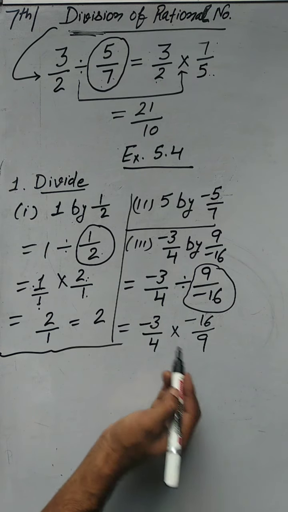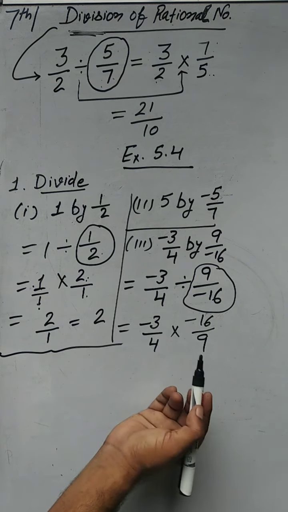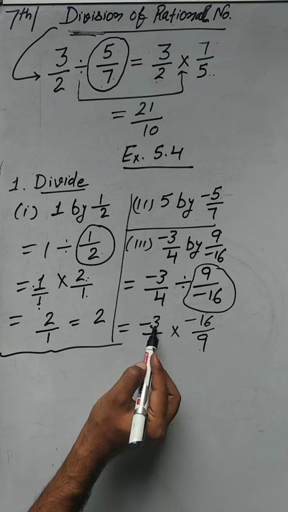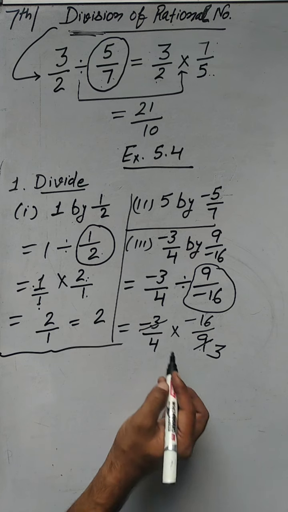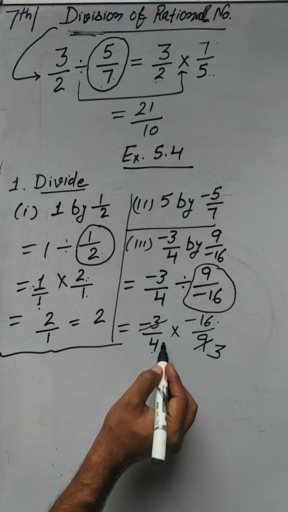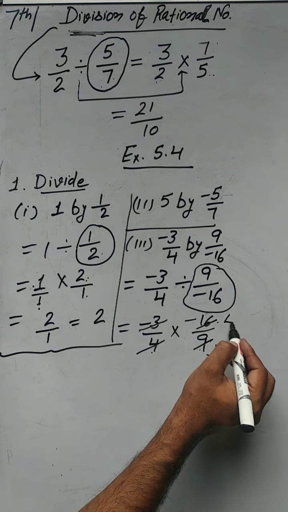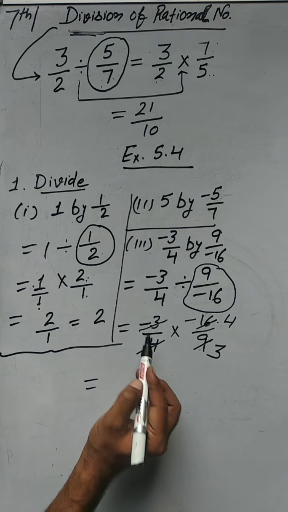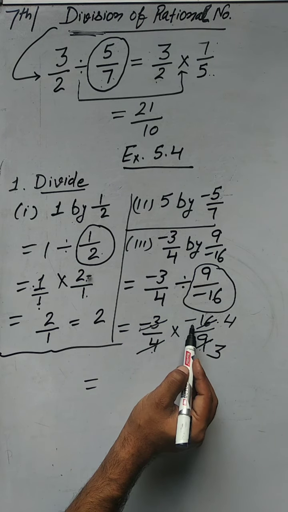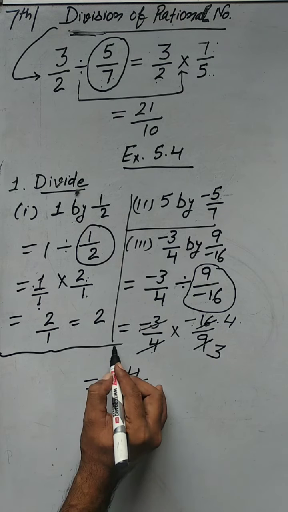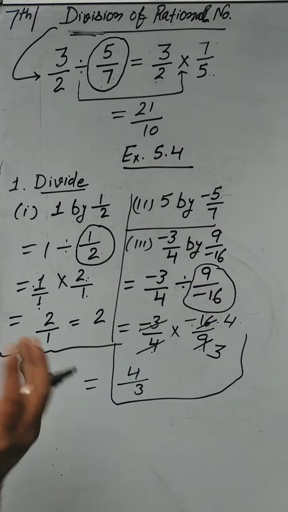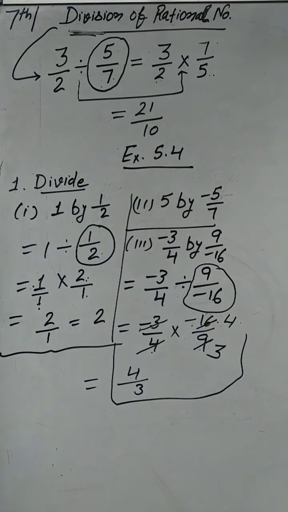Now if anything is common between numerator and denominator, you can cancel it. Now 9 and 3, 9 can be cancelled with 3. 3 3s are 9. Okay beta. And 16 we can cancel on the table of 4. 4 4s are 16. And look, minus multiply minus, it will be plus. So we have only 4 upon 3. This is your answer. Clear beta? Understood? In the same way you have to try other parts.